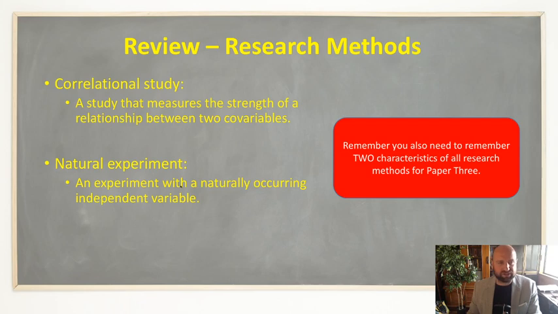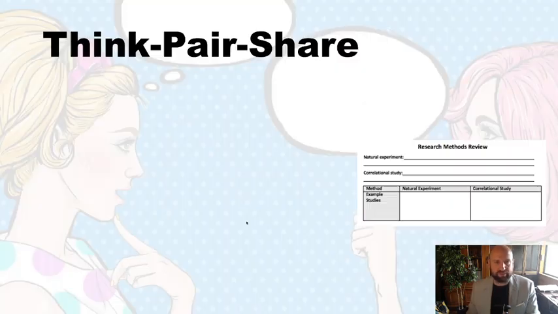You can use these slides just to chalk and talk. Okay, a correlational study measures the strength of a relationship between two covariables. They should not talk about IVs and DVs for correlational studies. And a natural experiment is an experiment with a naturally occurring independent variable. And remind them, these are HL students if they're doing globalization, and so they also have to remember two characteristics of these methods for paper 3.